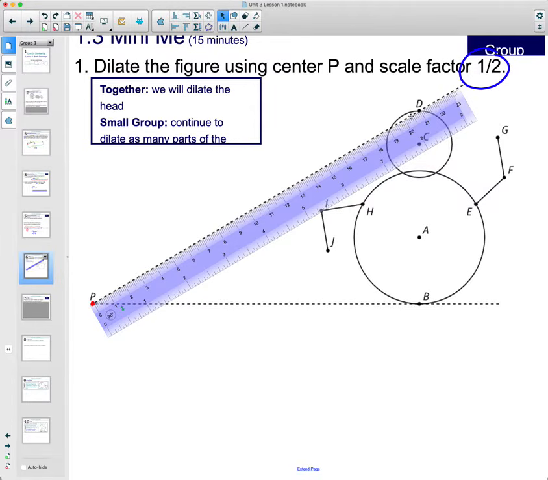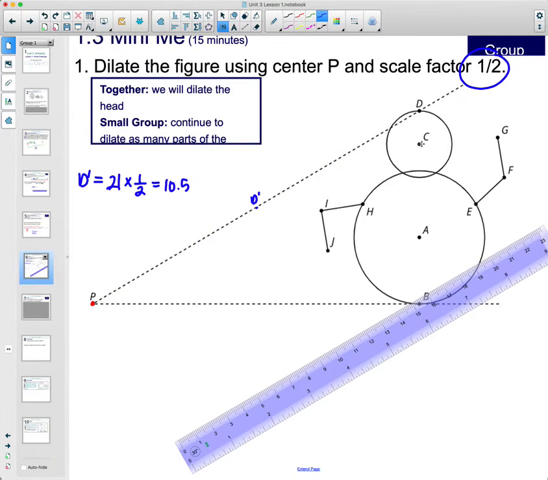If I do to D, P to D is 21. So if I'm trying to figure out where D prime is going to go, I'm going to take the original distance, 21, times the scale factor of 1/2. So 1/2 of 21 is 10.5 millimeters, or 10.5 centimeters. So I'm going to go and measure that. 10.5 is right here. So then this is where D prime would go.